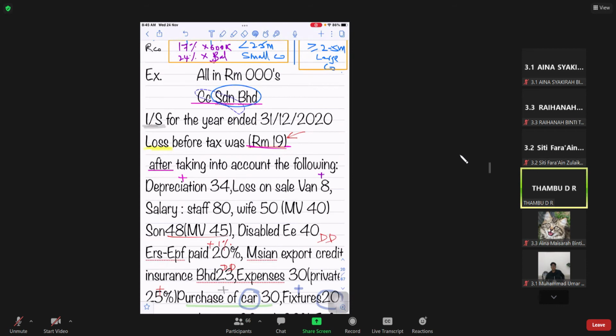Okay, all are in 1,000. Company Sdn Berhad. Income statement for the year December 20. Loss before tax 19. This is the figure we start with. Loss before tax 19. That's the figure we start, after taking into account the following.